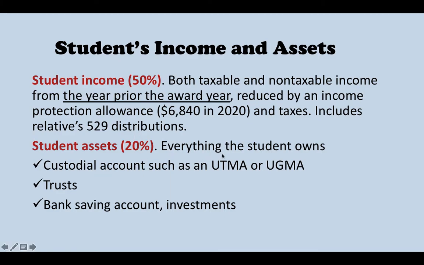Then student assets. Everything in the student's name counts. If you want to open a UTMA or UGMA account for your kids, the assets in those accounts will be counted at 20%, reducing the eligibility for financial aid. If you have a trust account for the kids, any assets in it belong to the kids. Bank accounts and investments are also counted as student assets.